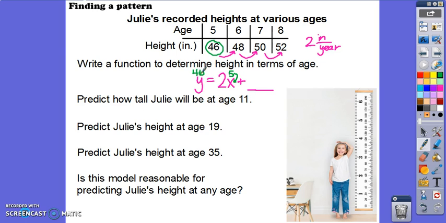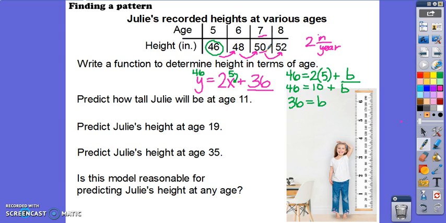So it has to equal 46 when I plug in a 5, right? So that's 10. Should I call that my y-intercept, my b value? I'll subtract 10, so b would be 36. Apparently if I put a 36 right here, it should work. Let's just double check. When I plug in a 7, am I going to get 50? 2 times 7 is 14, plus 36 is 50. So I'm happy with that model.